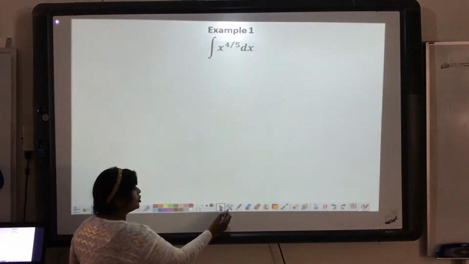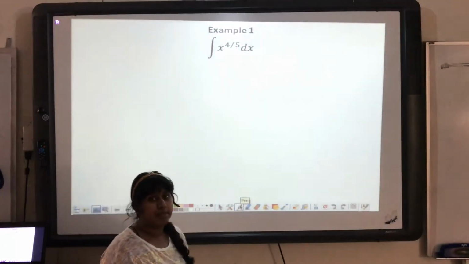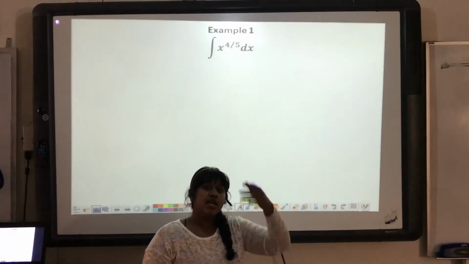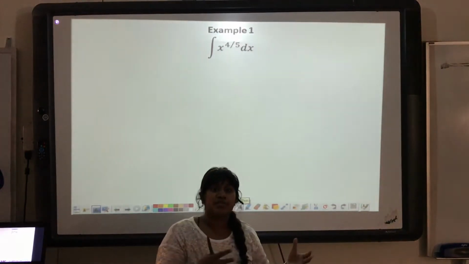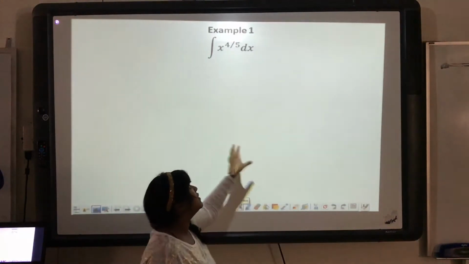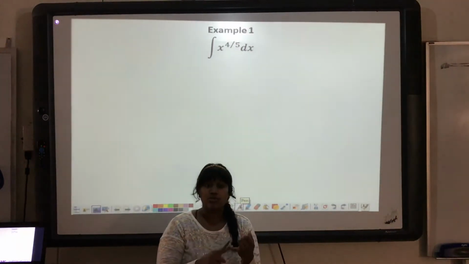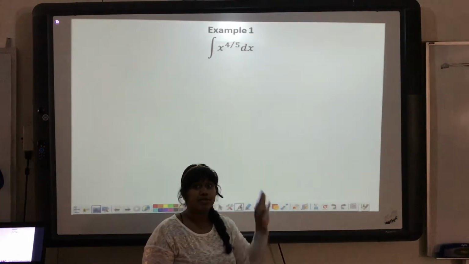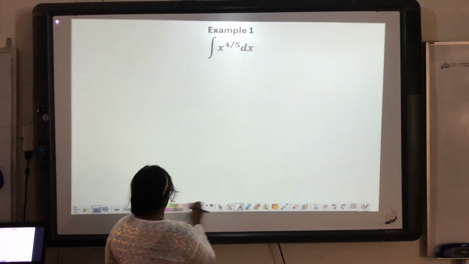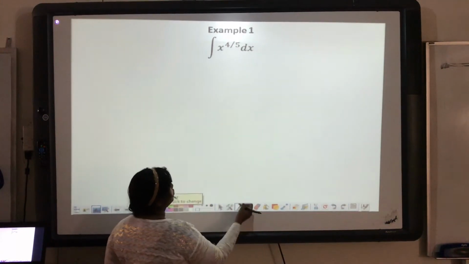All right, let's actually continue on with our example problem number 1. So we're going to do x to the 4/5. The very first thing we want to do is evaluate, do we need to do any algebra? Well, in this instance, we don't. We don't have any roots to deal with. We don't have any denominators. So we can just go ahead and get started with our power rule.